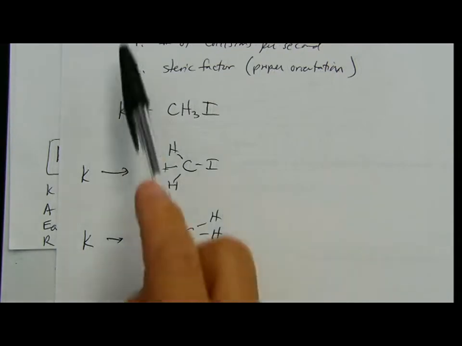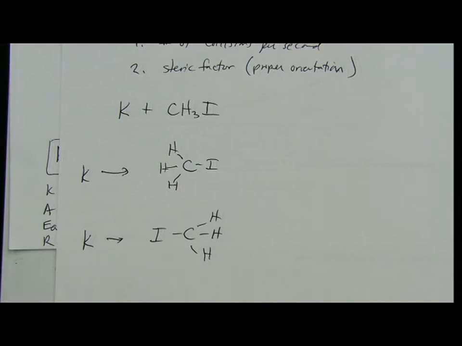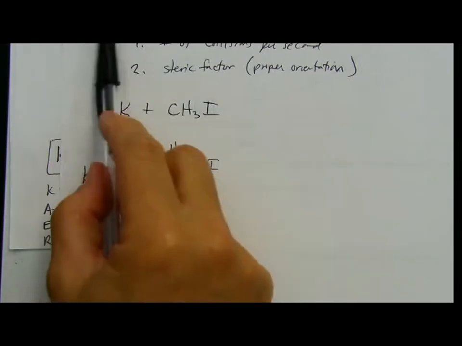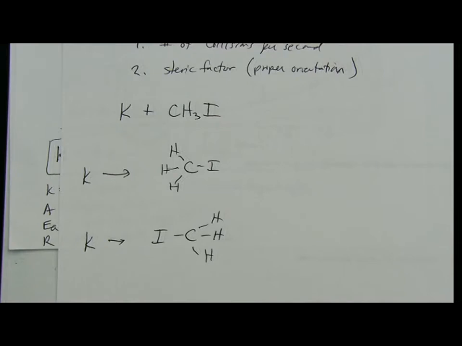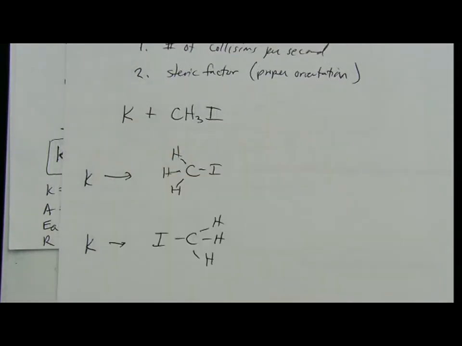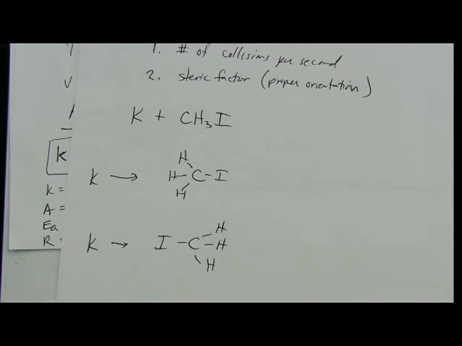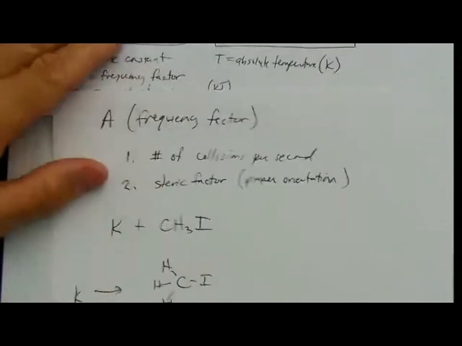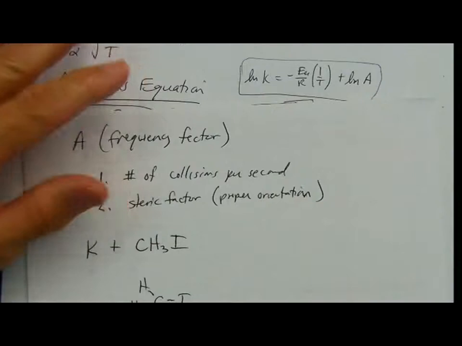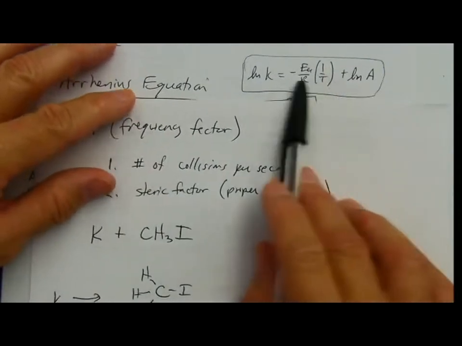But if only 1 out of every 1,000 collisions causes a reaction, because there's only one little tiny spot that it must hit before it will react, then that frequency factor would be that 10 to the 10th times 1 over 1,000. So it would be 10 to the 7th, right? So that frequency factor depends upon the probability that they'll collide with the right geometry and the number of collisions that occur.